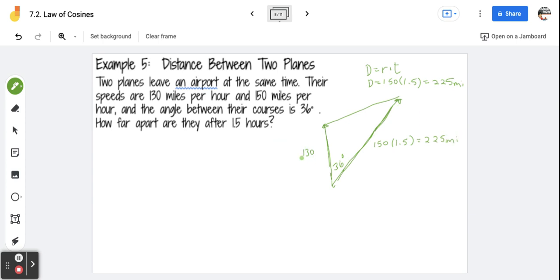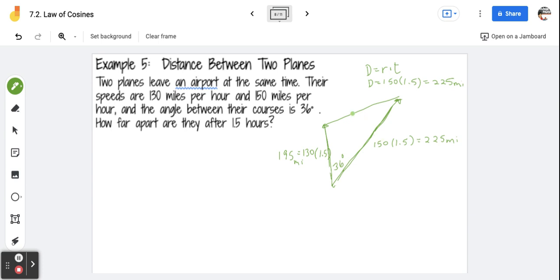All right, since they're traveling the same amount of time, this guy is traveling 1.5 hours also, and 130 times 1.5 is 130, and then half of 130 would be 65. So 130 and 65 is 195. All right, so just a quick way to do 130 times 1.5. So this is 195 miles would be the length of this vector.